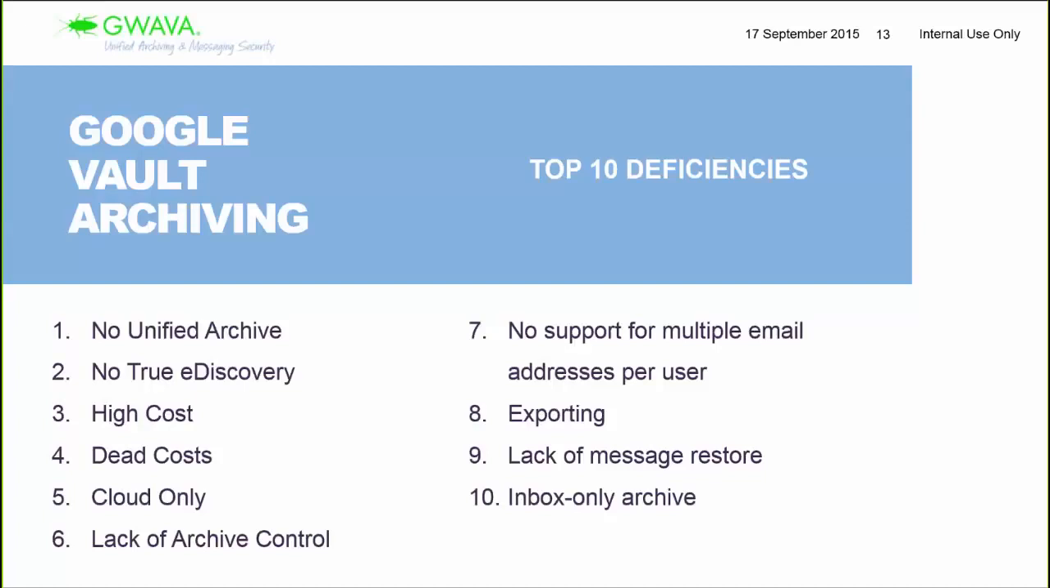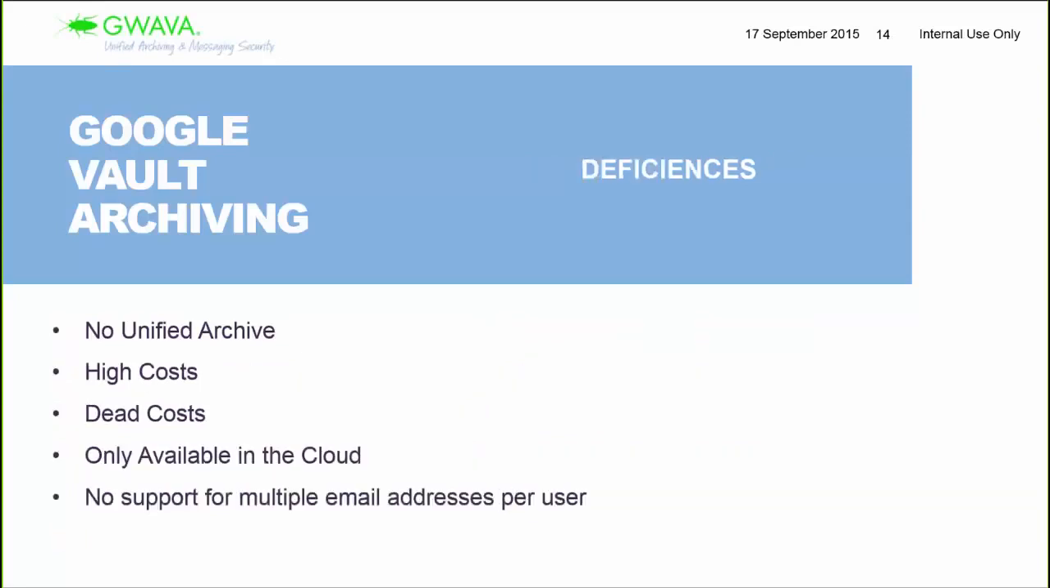So the other thing is it's cloud. It's only cloud. So there may be organizations on this call that are in need of a solution that's on-prem. There's a lack of archive control, no support for multiple email addresses per user. There are some export issues, lack of message restore, and there's an inbox-only archive. So let me go into some details about that really quick. I know I started to get into some details, and I realized I wanted to give you an overview first.